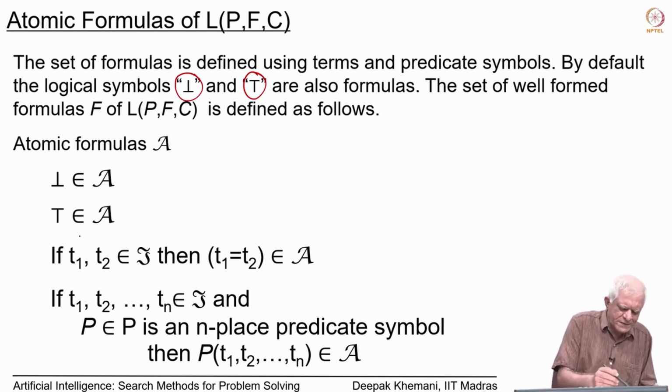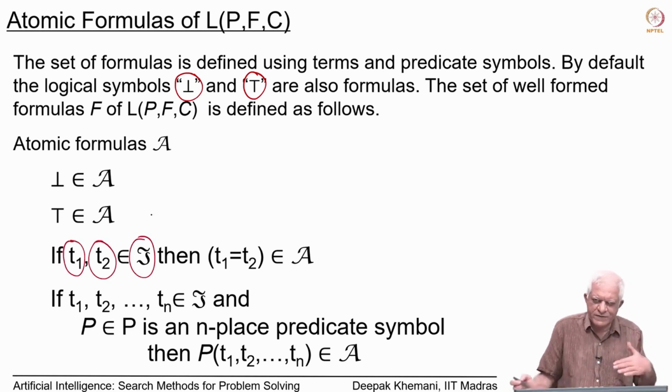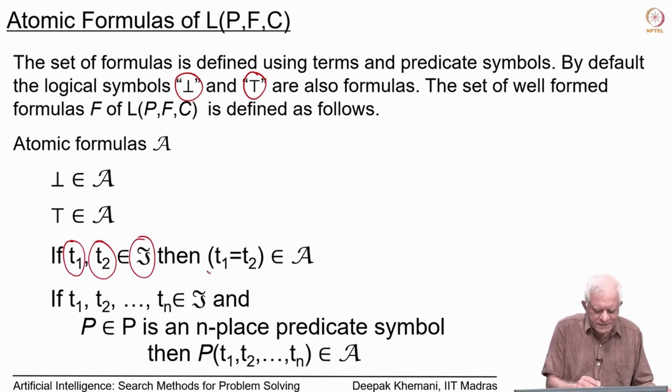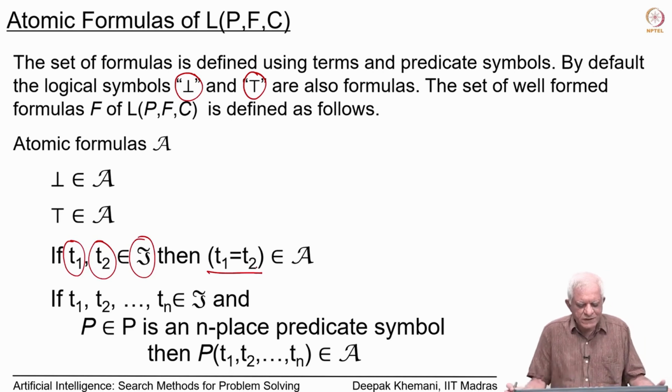So, if there are two elements T1 and T2, and they belong to the set of terms, which we have not defined, but I have done it very informally here, because we are rushing through this whole thing, then this expression T1 equals T2 is an atomic formula. What is an atomic formula? It is a sentence which is either true or false, and it is the smallest possible sentence, and that is why it is called atomic.